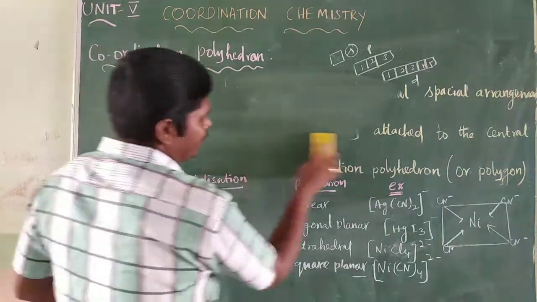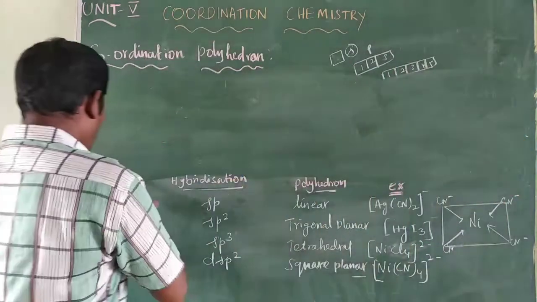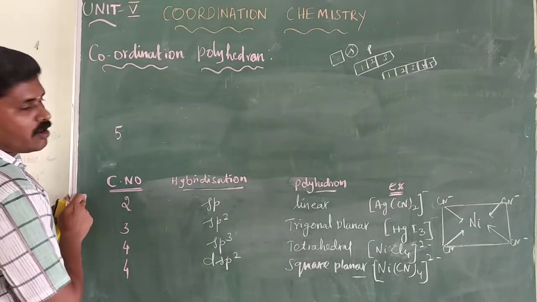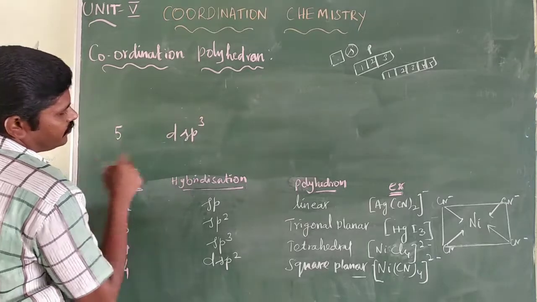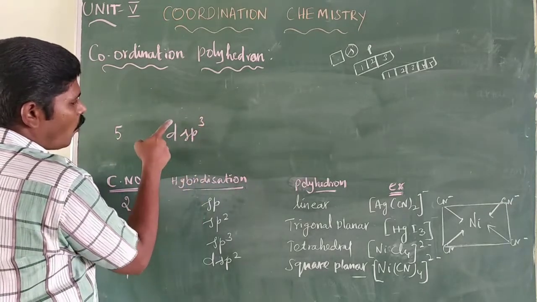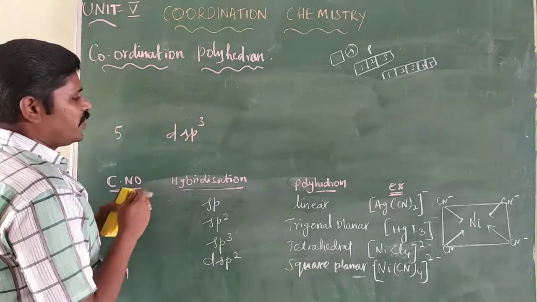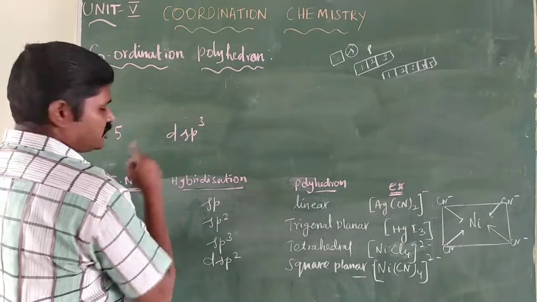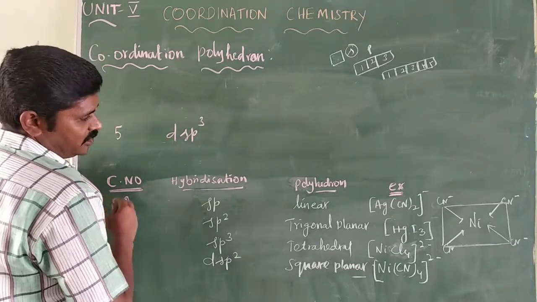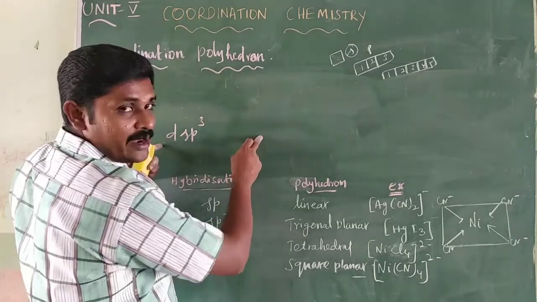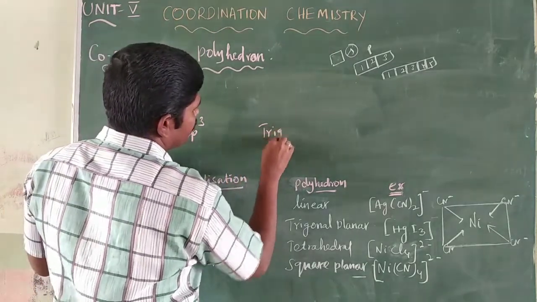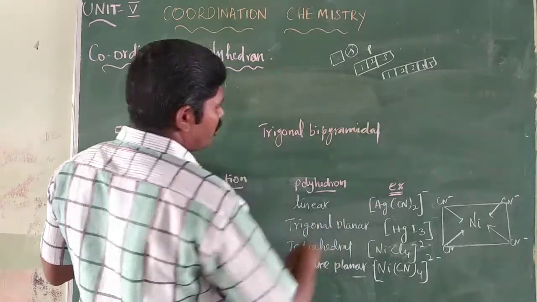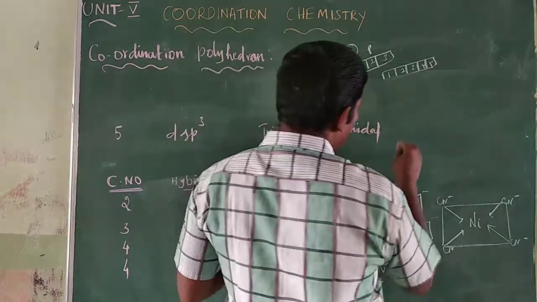The next, the coordination number 5. The hybridization is dsp3, 1 plus 1 plus 3, 5. The ligand is a strong field ligand, so the hybridization starts at the d orbital. So dsp3 hybridization gives a trigonal bipyramidal shape.